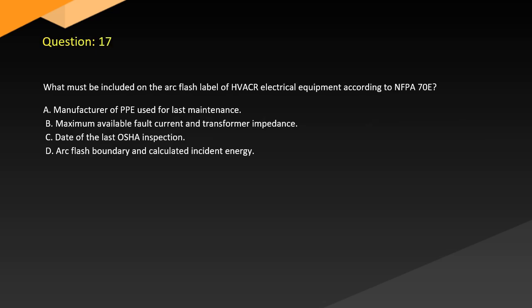Question 17. What must be included on the arc flash label of HVACR electrical equipment according to NFPA 70E? A. Manufacturer of PPE or last maintenance. B. Maximum available fault current and transformer impedance. C. Date of the last OSHA inspection. D. Arc flash boundary and calculated incident energy.